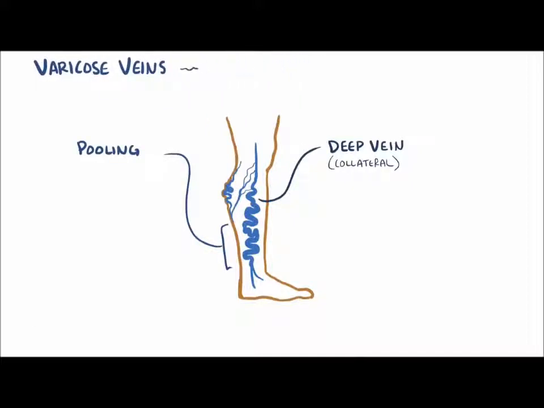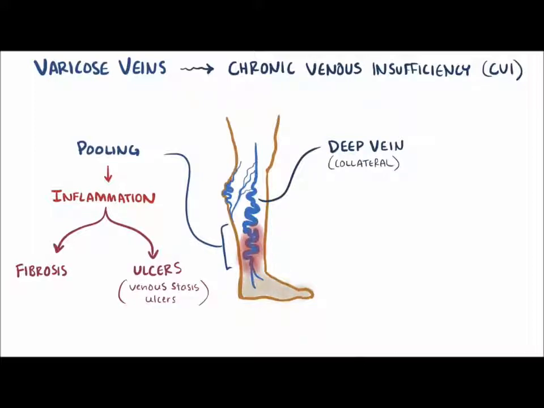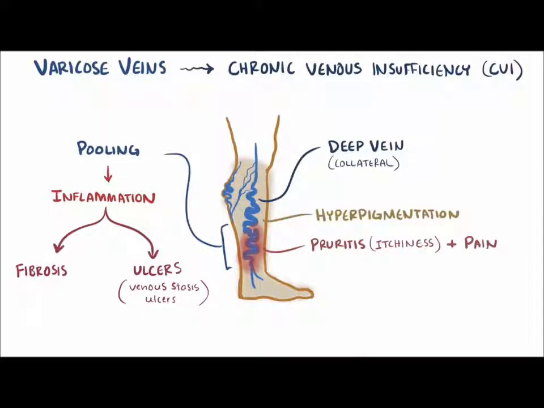If this happens for prolonged periods of time, it progresses to what we call chronic venous insufficiency, or CVI. With CVI, the stagnant blood in the lower extremities starts to cause an inflammatory reaction in the vessels and the surrounding tissue, which leads to fibrosis and potentially even ulcers, called venous stasis ulcers. Other symptoms of CVI include hyperpigmentation, or darkening of the skin, as well as pruritus, or itchiness, and pain. There can also be a lot of edema, as some of this fluid starts to leak out of the veins and into the surrounding tissues of the ankles and lower legs.